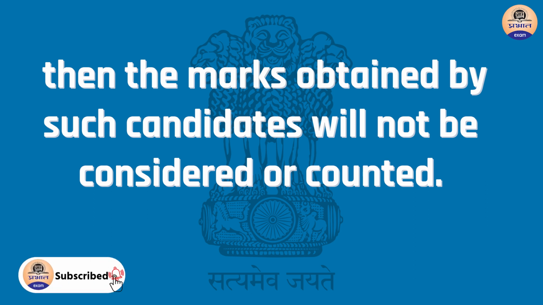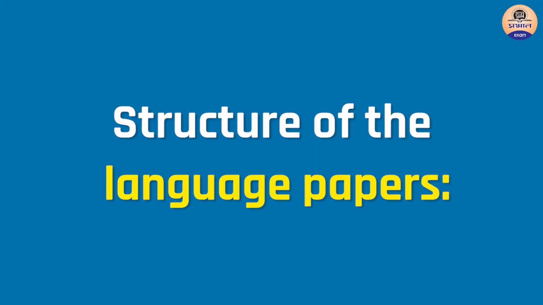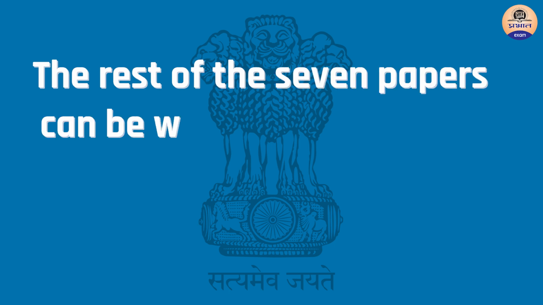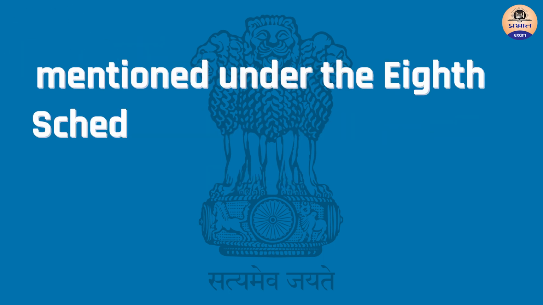Do not neglect them. Now the structure of the questions asked in the language paper is as follows. They consist of an essay of 100 marks, a reading comprehension of 60 marks, a précis writing of 60 marks, a translation from English to any Indian language, which consists of 20 marks, and a compulsory language paper of English, which also is of 20 marks. Then there are grammar and basic language usage.